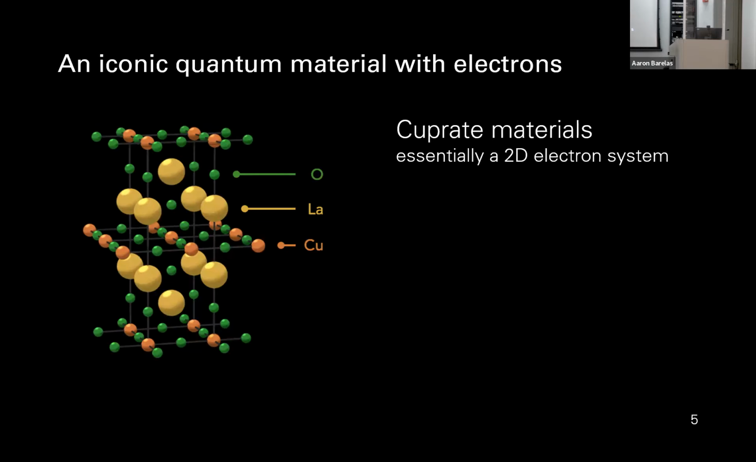Now, if there is one iconic quantum material relying on the interaction of many electrons that has been a big open question and challenge in modern physics, it is cuprate materials. So essentially, the structure of cuprate materials is quite simple. It can be essentially described as a layered material where electrons are evolving on two-dimensional layers and hopping between copper atoms on these layers.